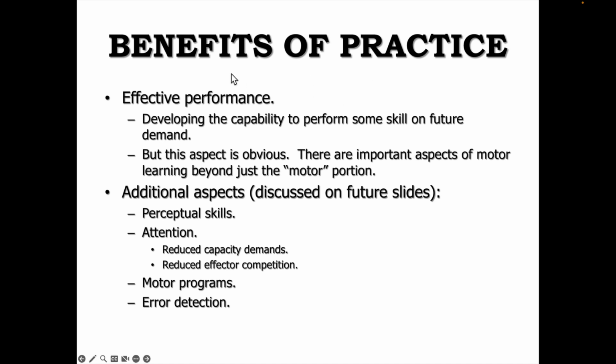So, the benefits of practice. Number one is effective performance. The more we practice, in general, we are probably going to perform some sort of skill better in the future. But aside from just improving performance, there are other aspects of motor learning that occur outside the motor portion that we need to take a look at. We'll discuss these bulleted points on future slides: perceptual skills, attention, reduced capacity demands and reduced effector demands, as well as motor programs and error detection.